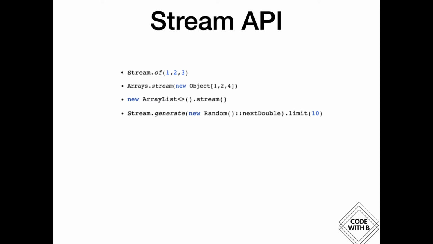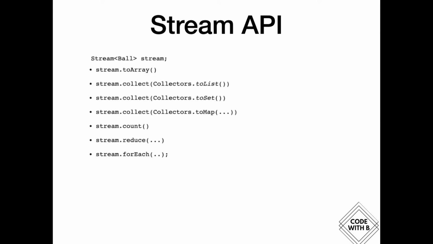So here in this example, we have passed integers to it, so it will give you a stream of integers. Similarly, if you have an array and you want to convert that to a stream, you can use the Arrays.stream method. If you have some collection, you can use the stream method on that collection. And if you want to generate a stream of random numbers, you can use the generate method of Stream and it will give you a stream of random data.